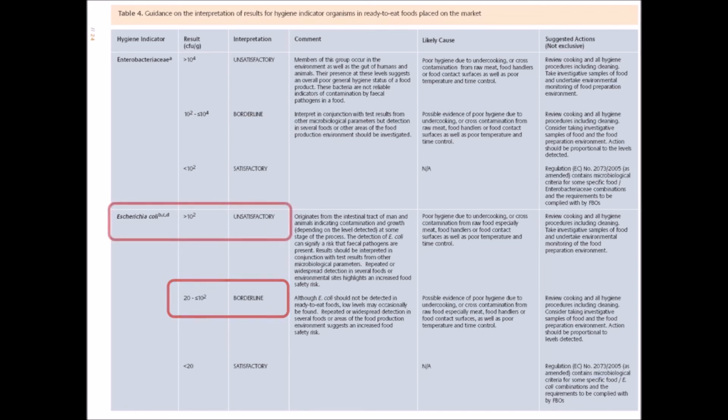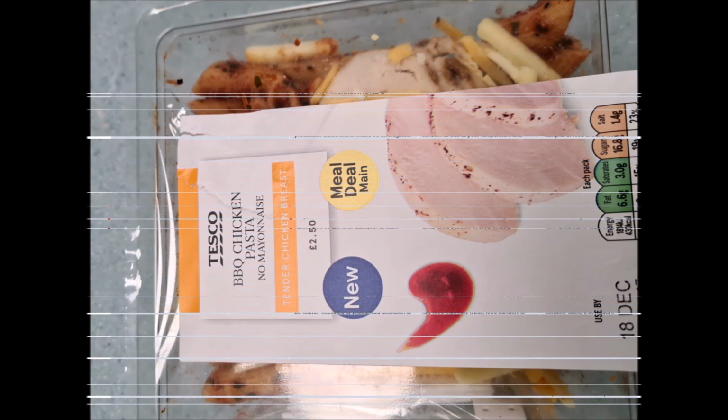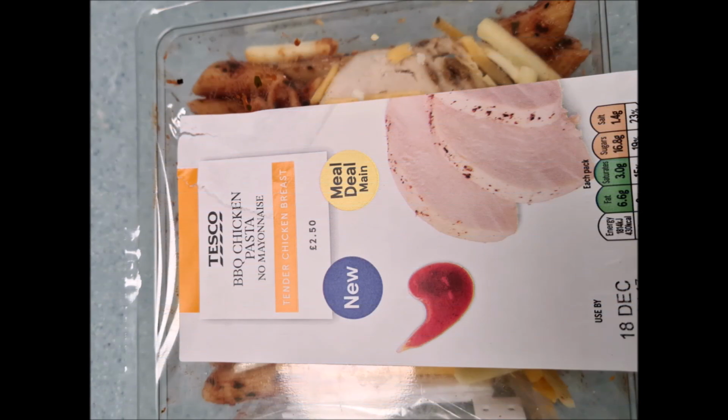A count of above 10 to the power 2 colony-forming unit per gram of the food sample is considered unsatisfactory. This indicates poor hygiene due to undercooking, or cross-contamination from raw food, especially meat, food handlers, or food contact surfaces, as well as poor temperature and time control. The detection of E. coli can signify a risk that fecal pathogens are present. Results should be interpreted in conjunction with test results from other microbiological parameters. It is always advisable to consider results of specific organism in conjunction with others to help make informed decision.